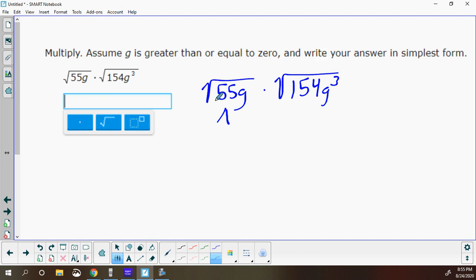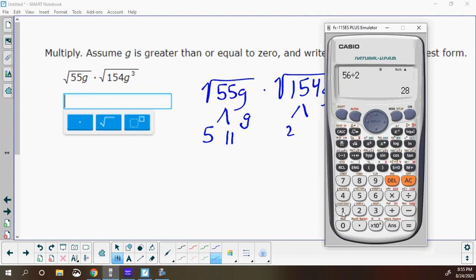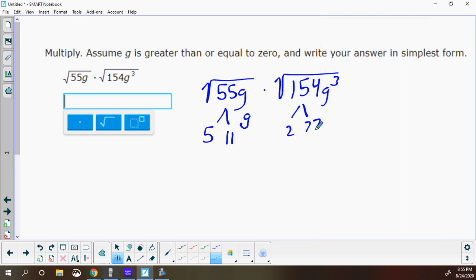I'm going to break this up. Let's see. 2, 3, 1 more. 5. 5 and 11. That's as low as it gets. And we have a g hanging out. This is going to be 2, and let's check our calculator. 154 divided by 2, 77. Let's check this out. 77. I know it's just going to be 7 and 11, right? Hang in there with me. And then we're going to deal with these g's.